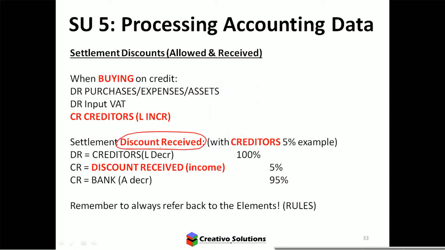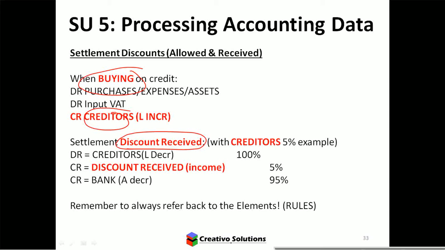Discount received, because you're dealing with who? The creditors. Okay, so again the key is this: buying, creditors. Always, always, always. Remember, they're linked. When I have a debtor, I'm thinking credit sales. When I have a creditor, I'm thinking credit purchases. Okay, so a discount that's going to be received will arise when I do what?